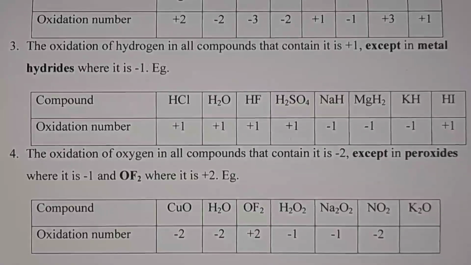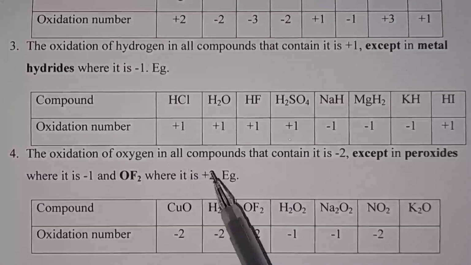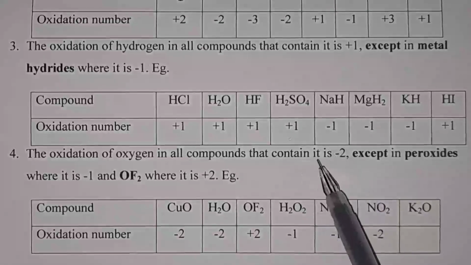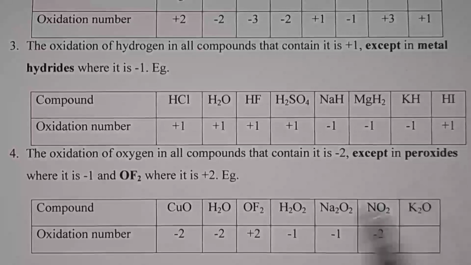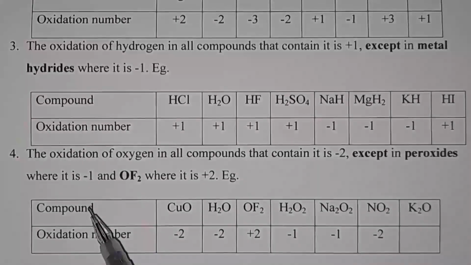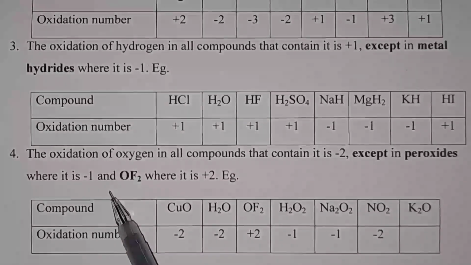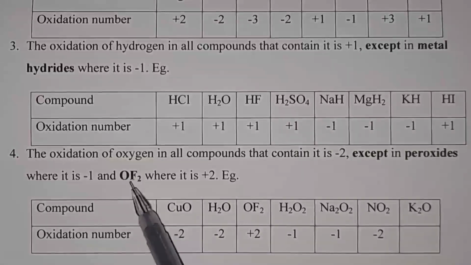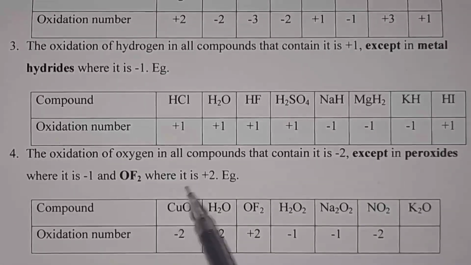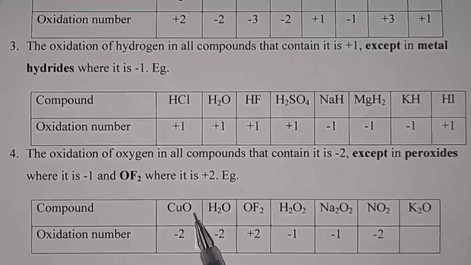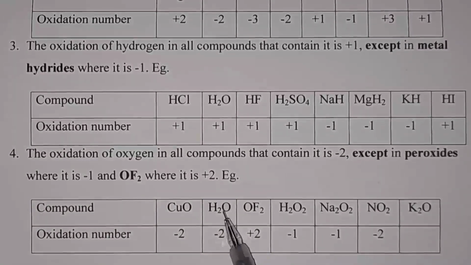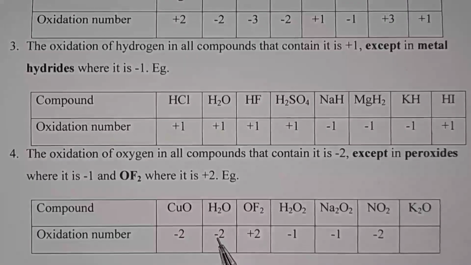Rule number 4, we are told the oxidation number of oxygen in all compounds that contain it is negative 2, except in peroxides, where it is negative 1, and in oxygen fluoride, OF2, where it is positive 2. E.g., we have the compound here and the oxidation number of oxygen in that compound. Cobalt 2 oxide, the oxidation number of oxygen is negative 2. Water contains oxygen, its oxidation number is negative 2.